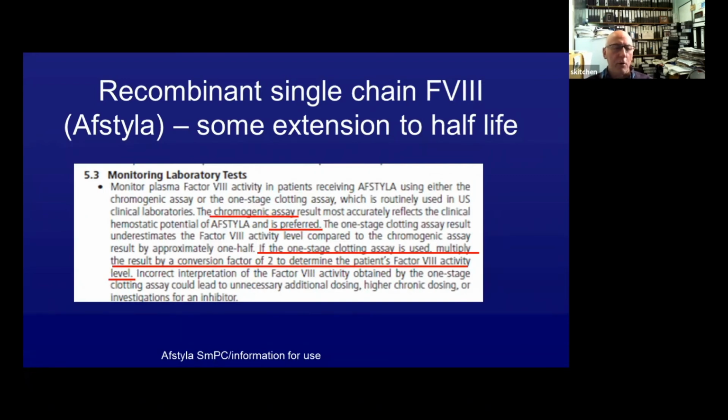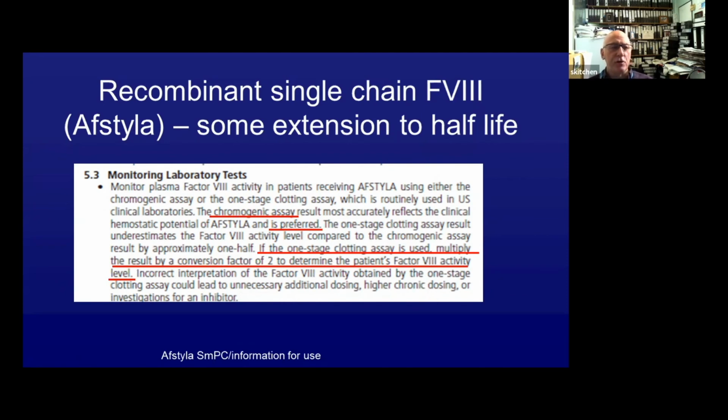We also have available this modified form of factor VIII, Afstyla. It's a matter of debate to what extent it's an extension to half-life. Maybe there's some intermediate between some of the recombinant full-length products and some of the extended half-lives. Nevertheless, it's available, and this is from the SmPC, the company information, which recommends the use of chromogenic assay, and that if a one-stage is used, this recommendation talks about applying a correction factor, and this is based on a publication which shows underestimation by about 40 to 50% in one-stage assays.